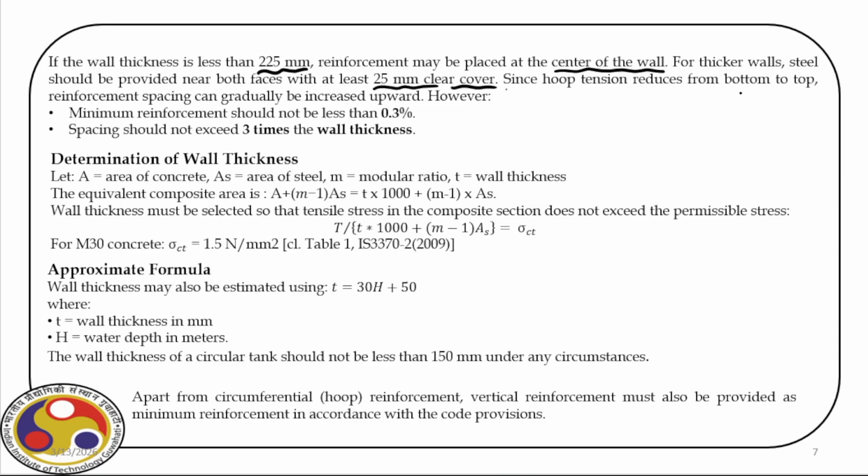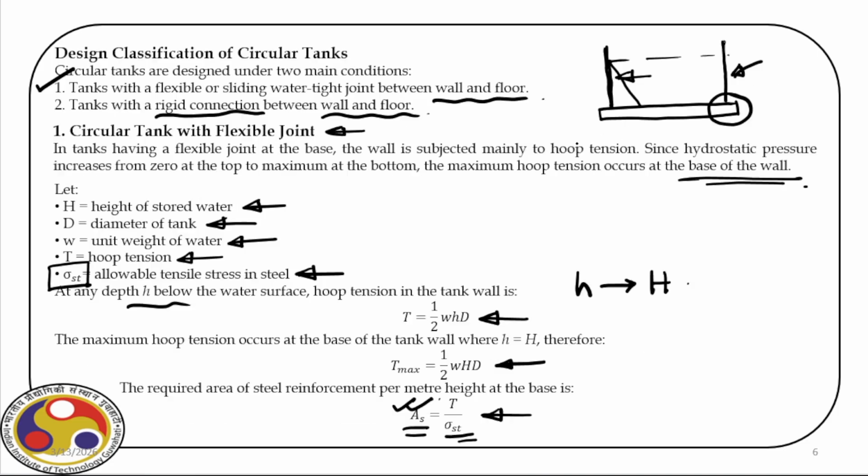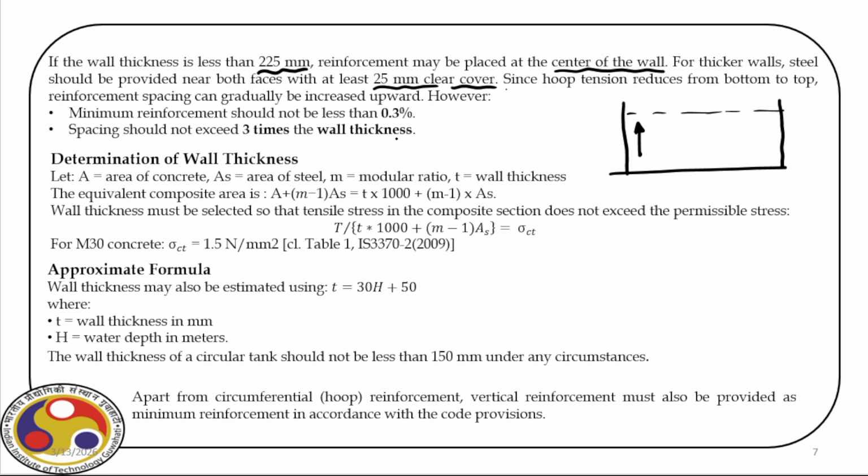Now the hoop tension reduces from bottom to the top. So if this is the tank and this is the liquid, as we go near the water surface, recall the expression for hoop tension, it is half w times h times D. So if this h is reduced, obviously the hoop tension also reduces. So to cater to that, we can reduce the amount of steel as we go towards the water surface. Remember, that is the hoop tension steel that we can reduce.